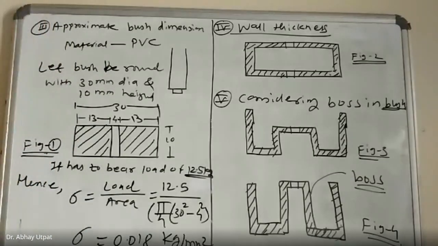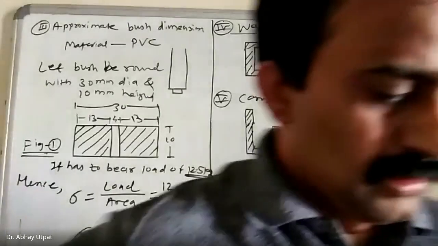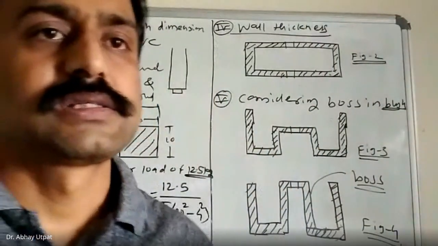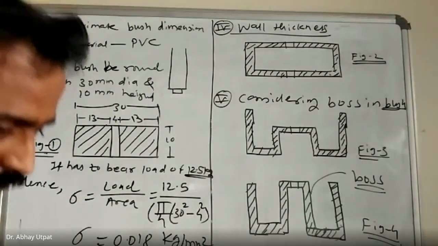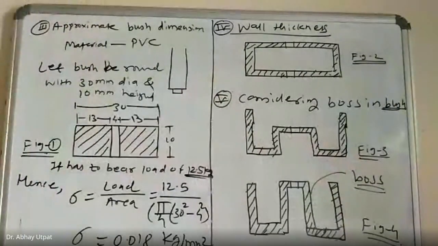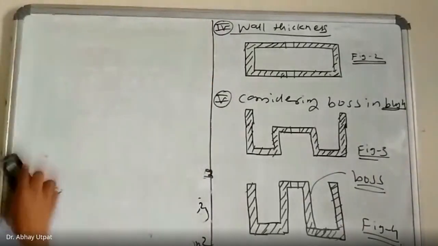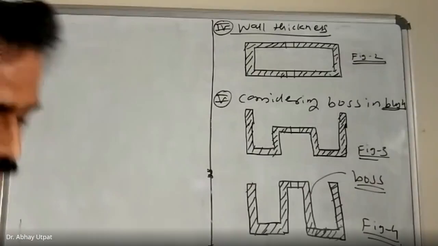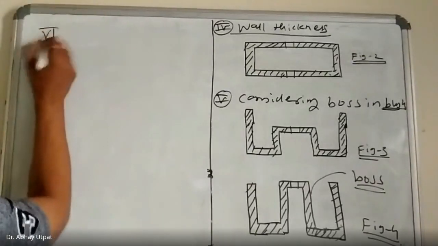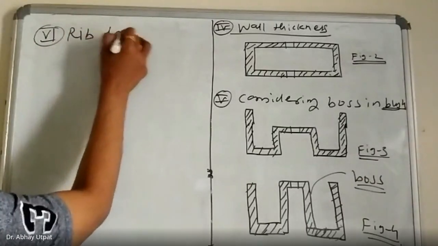As the boss at center becomes flexible, it requires some support, which is provided by ribs. Sixth, rib design.